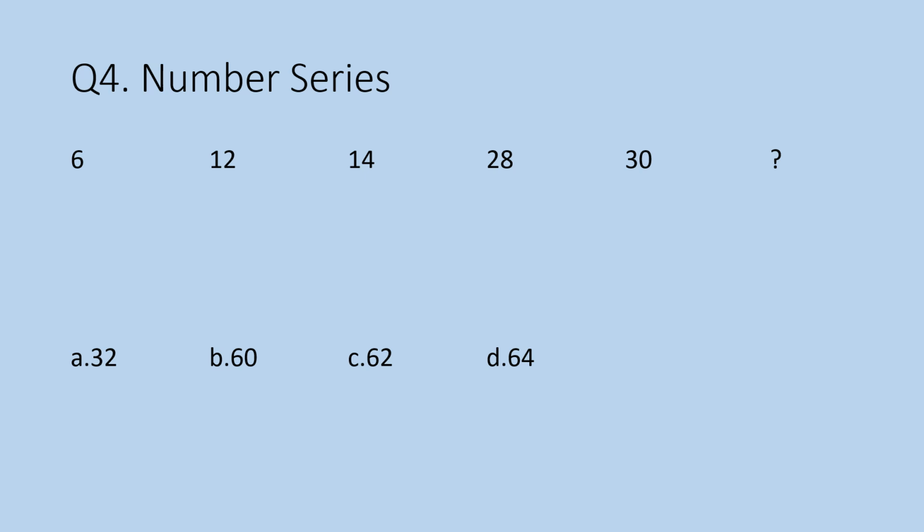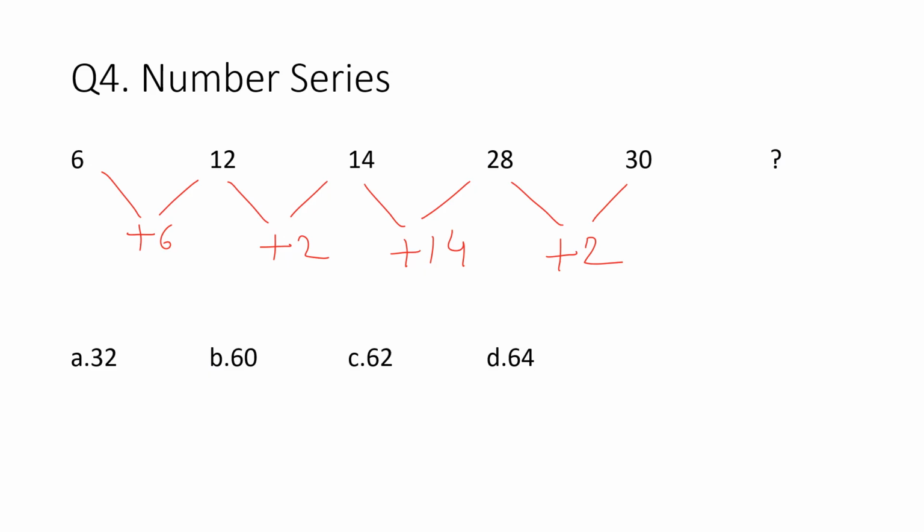Here again, this is almost similar to the previous one. Let us try to see this. 6, 12, 14, 28, 30, and then a question mark. So again, we will try to find the difference between these numbers. Let us see that. 6, so plus 6 is 12. 12 plus 2 is 14. Now 14 plus 14 is 28. 28 plus 2 is 30.